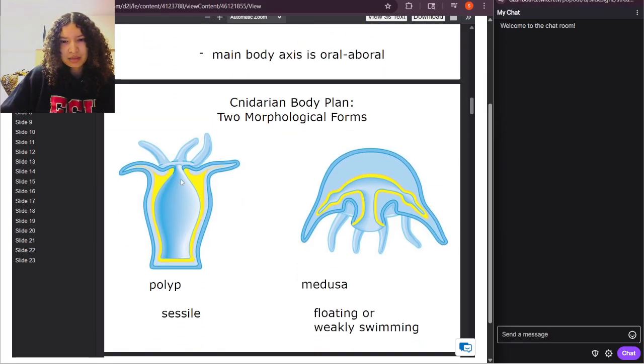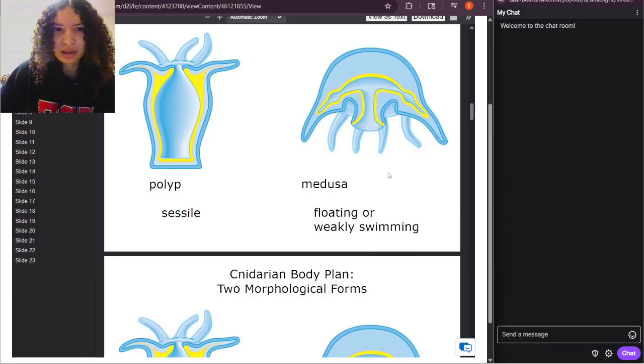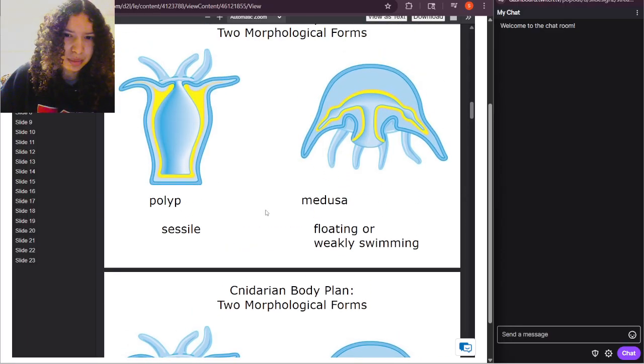Polyp and Medusa. So polyps it's like sea anemones, and then Medusae, that's jellyfish. And they float or weakly swim. You know, jellyfish, and the sea anemones kind of just stick there. I just need to know the body types. Polyp, Medusa.